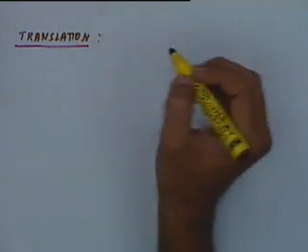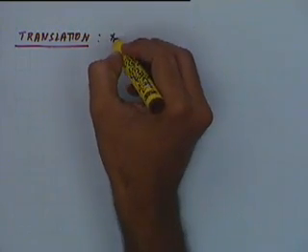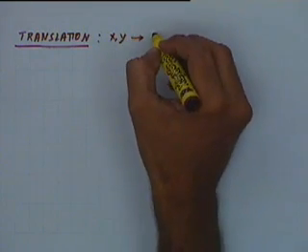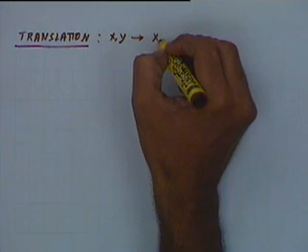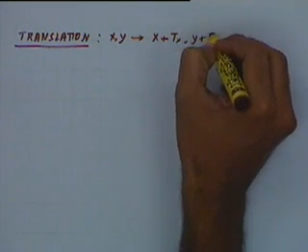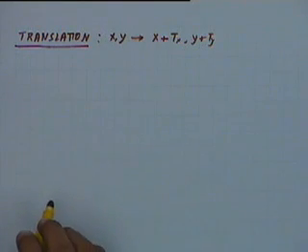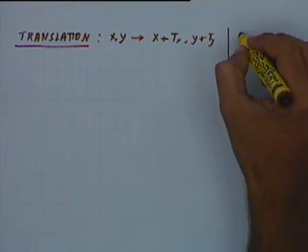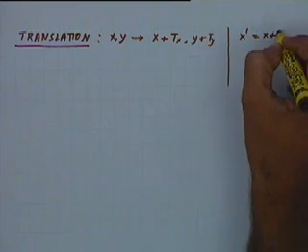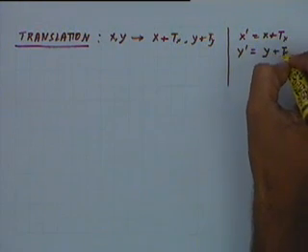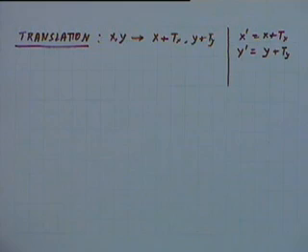How do we define translation? A point xy will be transformed onto, let's say, x plus tx and y plus ty. So if I write it mathematically, x prime will be equal to x plus tx, y prime will be equal to y plus ty. Okay, this is simple translation.